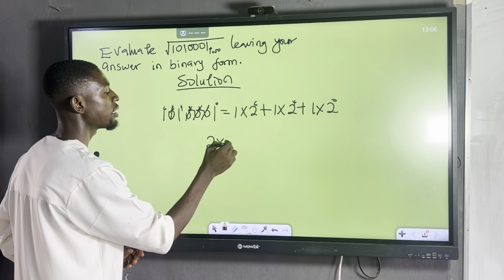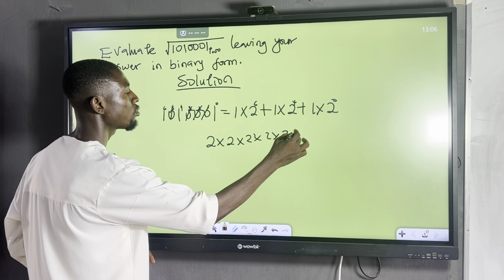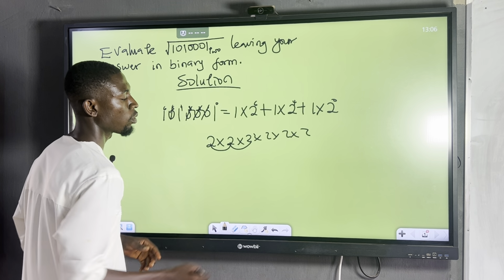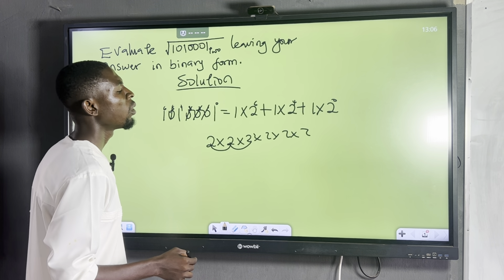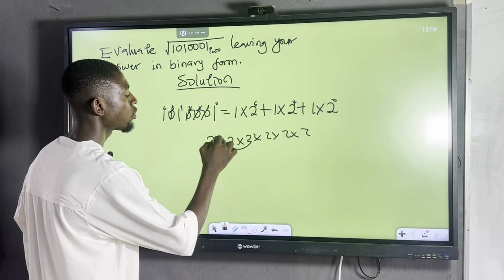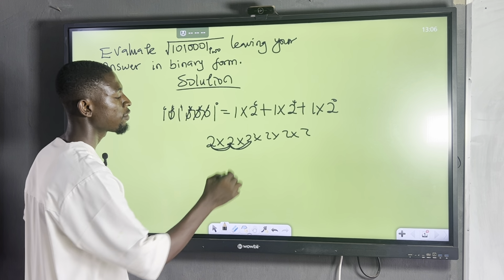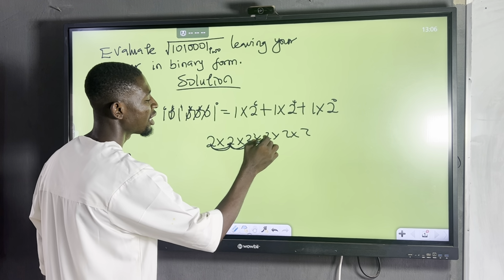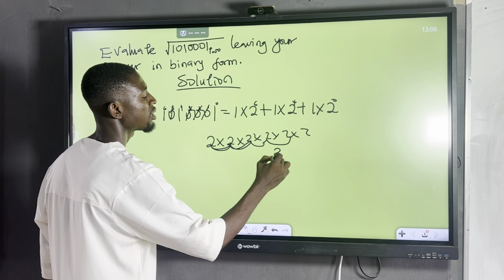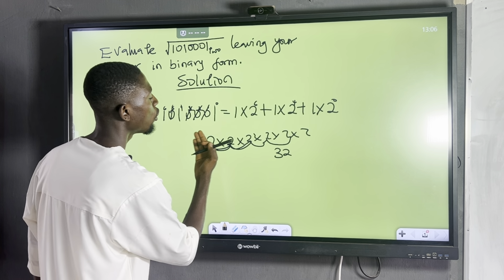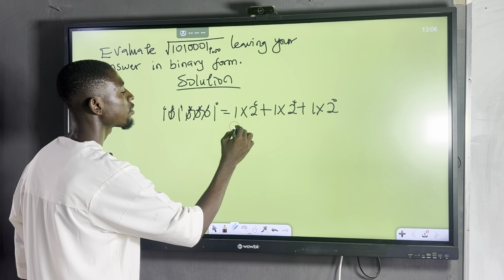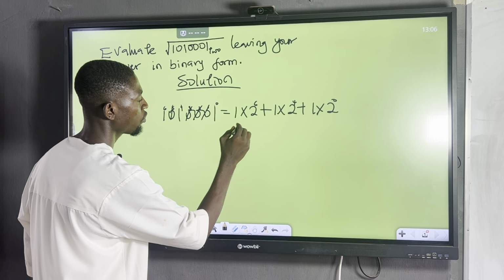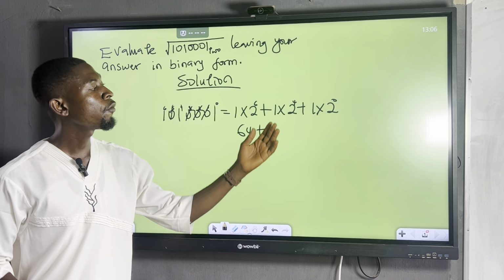So now, 2 raised to power 6 will give us what? It will give us 2 times 2 times 2 times 2 times 2 times 2. 1, 2, 3, 4, 5, 6. Correct. 2 times 2 is 4. 4 times 2 is 8. 8 times 2 is 16. 16 times 2 is 32. 32 times 2 is 64. So this will give us 64, plus 2 raised to the power 4.